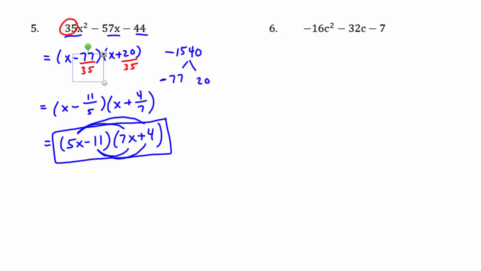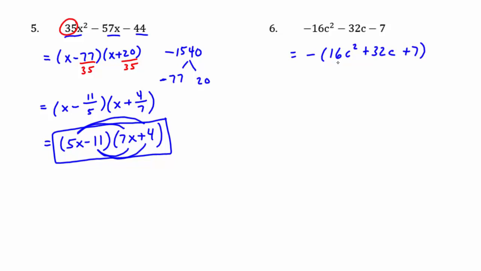Again, the first thing you should do is find and see if there's a GCF. So for number 6, we have this negative 16c squared minus 32c minus 7. First thing, we should find the GCF. 7 is a prime number, doesn't go into 32 nor 16. And so this can't be factored. But one thing I see is a c squared with a negative out in front. So let's go ahead and first factor out that negative. So we'll have a positive, not x, go to c, 16c squared plus 32c plus the 7.